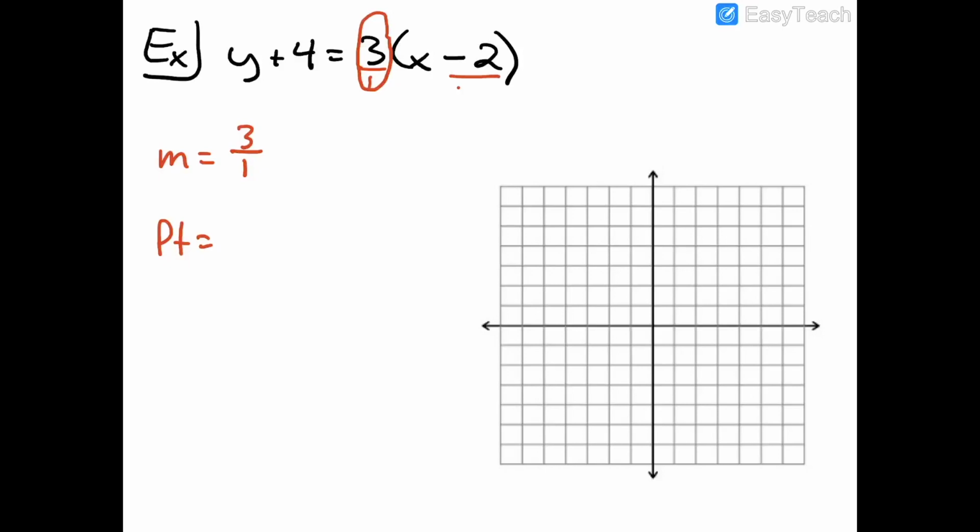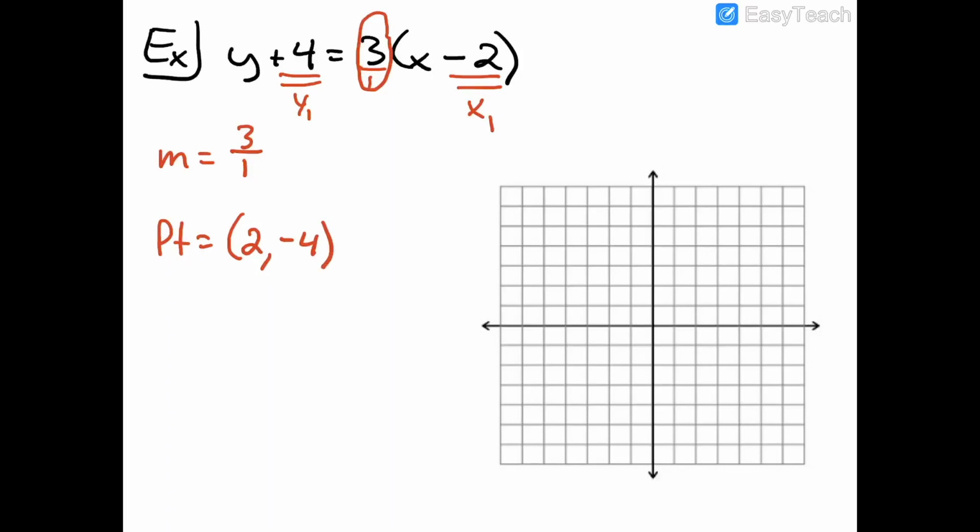Again, I can look at this minus 2 right here, and that's going to give me the x-coordinate. If I look right here, that's going to give me my y-coordinate. When I pull the numbers out of the equation, I have to take the opposite. So right here's a negative 2 for my x-coordinate. When I pull it out and take the opposite, I'm going to use a positive 2. I see a plus 4. So when I pull it out and take the opposite, I'm going to use a negative 4.